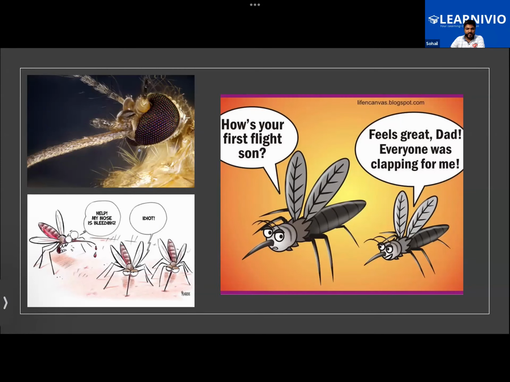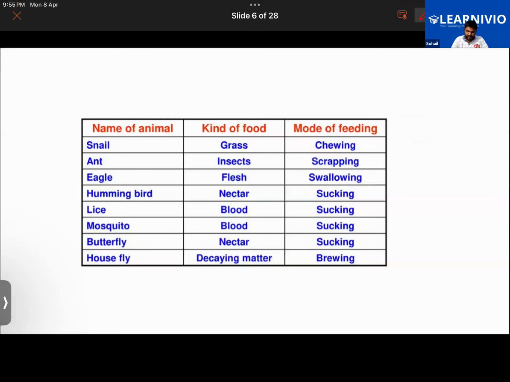Before that, you have some different animals, like snails and mosquitoes. What you find here is that different animals have different ways of taking in food, right? For example, talking about the snail, what kind of food does the snail eat? Snails feed on grasses along with algae. Grass and algae. Good.